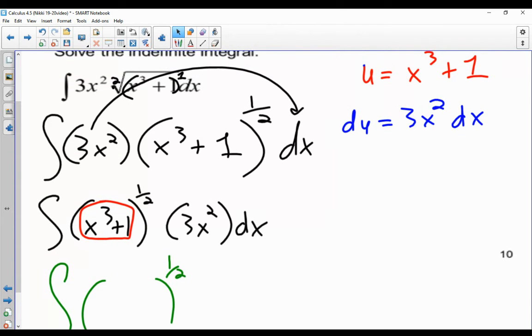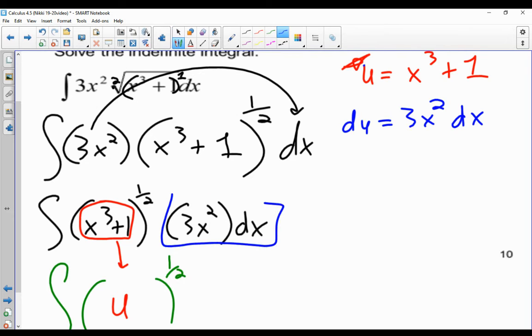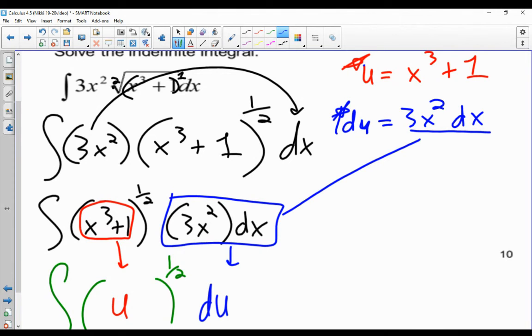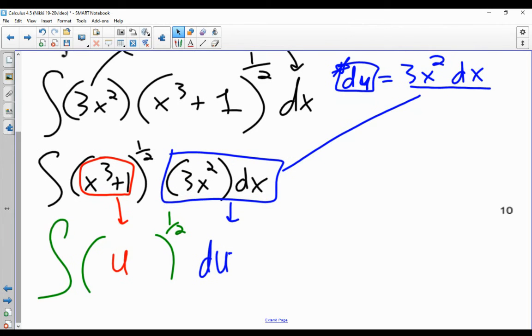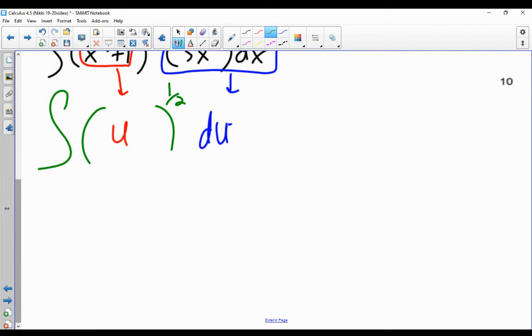So, start off, I'm going to replace the x cubed plus 1 with u, because that's what this says right here. And then I'm going to replace the 3x squared dx with du, because that's what it says right here. They match, which should be the same as du. Okay, so in other words, I just got u to the 1/2 du, that's all I gotta derive. So let's go ahead and derive that.